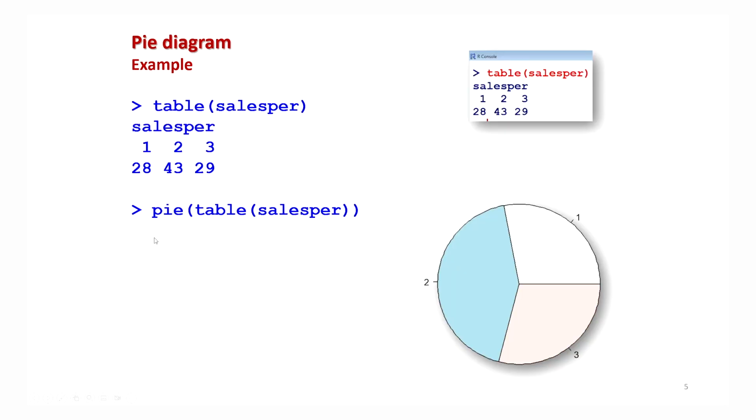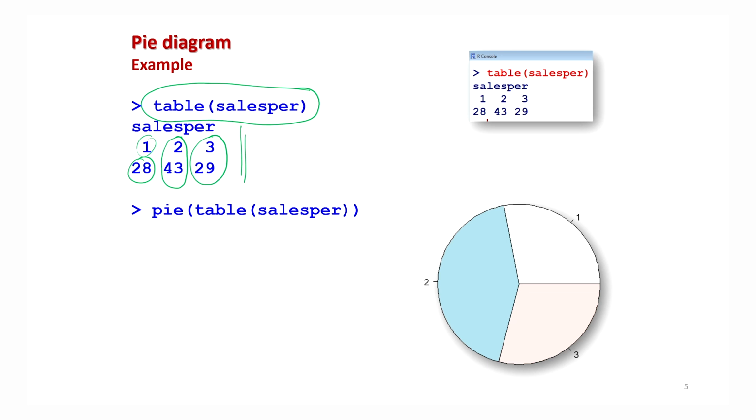Right. Now if you try to create here this pie diagram, so first, as I said in the case of bar diagram also, it is going to represent different categories. So for that, first we have to create the table. That means we have to tabulate the data, so that first we try to create here the frequency table. So table sales pers will give you here this data. That means sales person number 1 has helped 28 customers, sales person number 2 has helped 43, and sales person number 3 has helped 29 customers.